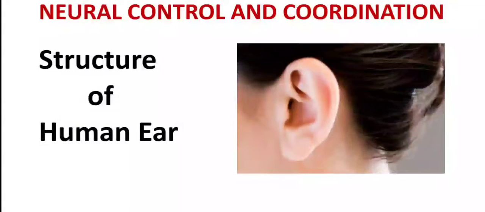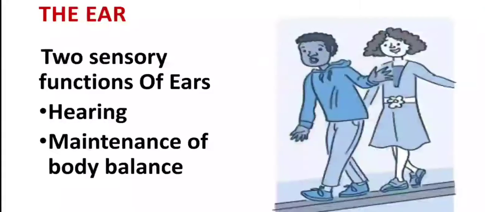Hello everyone. Today we will study about structure of human ear. This is a topic in chapter Neural Control and Coordination in class 11. By the end of this video, you will learn about structure of human ear, its different parts and functions and mechanism of hearing. Let's start the topic now.